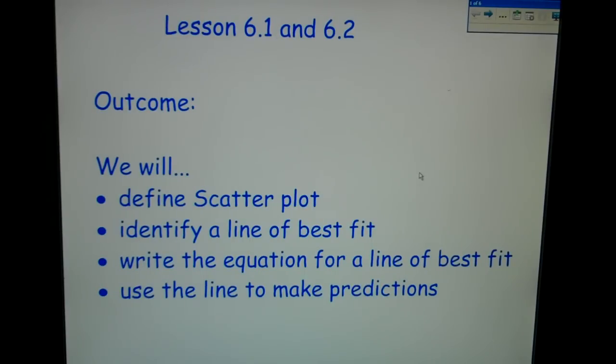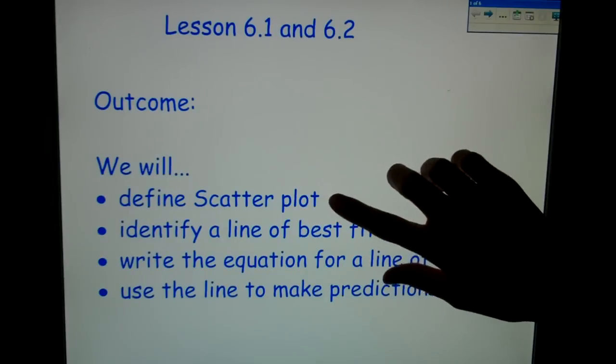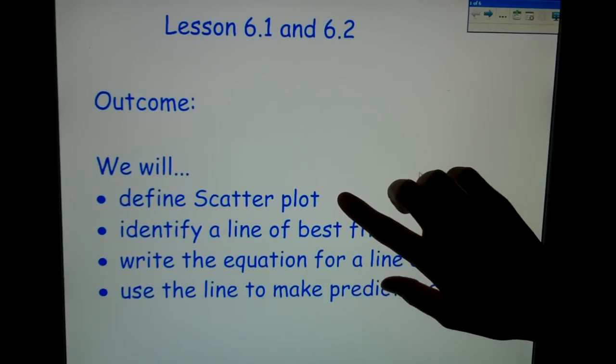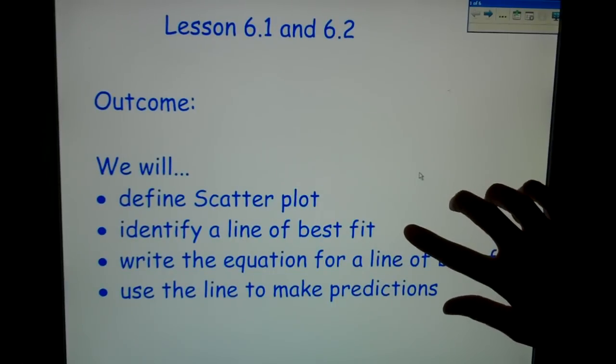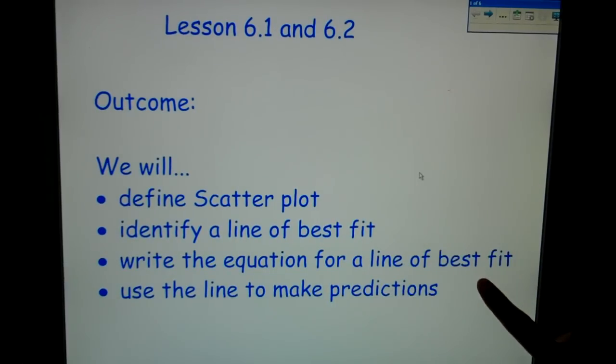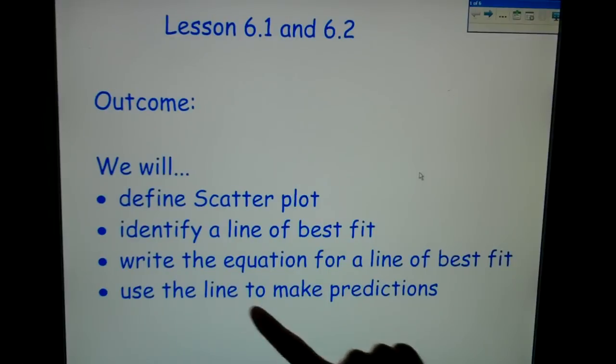I would recommend cutting your notes into 4 sections because we're going to define scatter plot, we're going to identify a line of best fit, we will write that equation for the line of best fit, and we will use that line to make predictions. So we're going to do 4 things. So I would recommend stopping right now and dividing your paper into 4 sections.